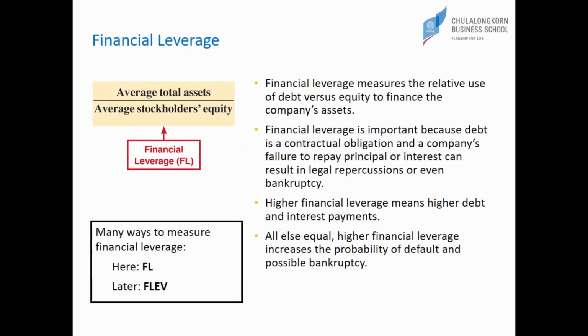And the second component of the two-prong computation of ROE is the financial leverage. So in this case, it is calculated as average total assets divided by average stockholders' equity. So there may be many ways to measure this financial leverage, but the basic thing this metric is trying to measure is the relative use of debt of this company versus the use of equity in order to finance the assets.